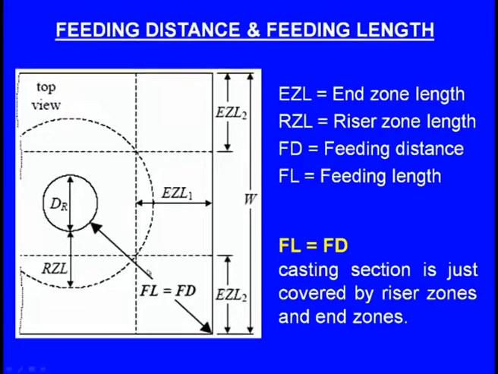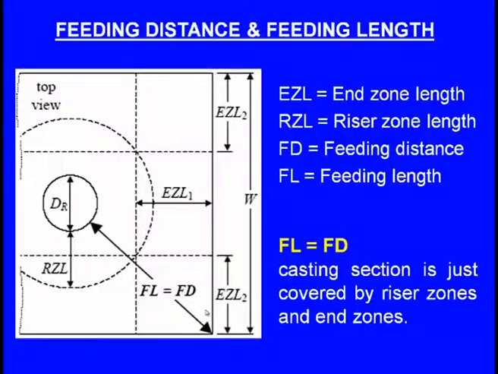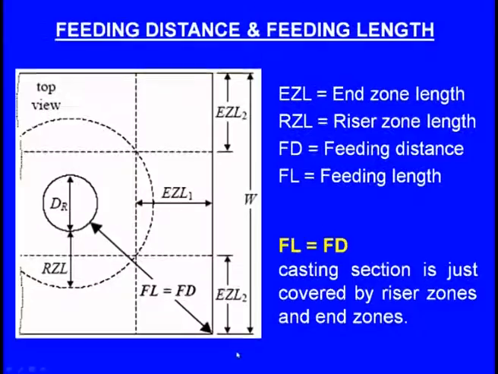Now, from this end to this point, this is the end zone, which is the end effect. So, the sum of end effect and riser effect is known as the feeding distance. Now, what is the feeding length? In this case, feeding distance is equal to feeding length, which means the length of the casting, measured diagonally, is equal to the feeding distance. That is why feeding length is equal to feeding distance in this section, where the casting section is just covered by the riser zones and the end zones.